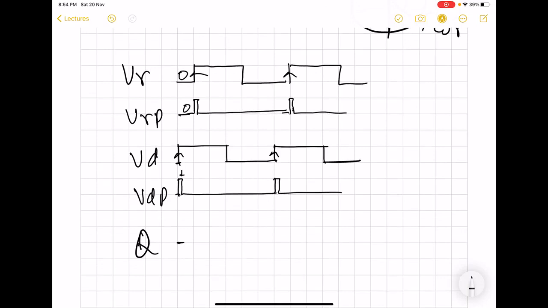And then after a short duration, we have 1 for VR and 0 for VD. So at this moment, it will become 1. And then for a short duration after this pulse width of VRP, we again have 0, 0. And this continues till the next rising edge of VDP. So this will continue up till here.